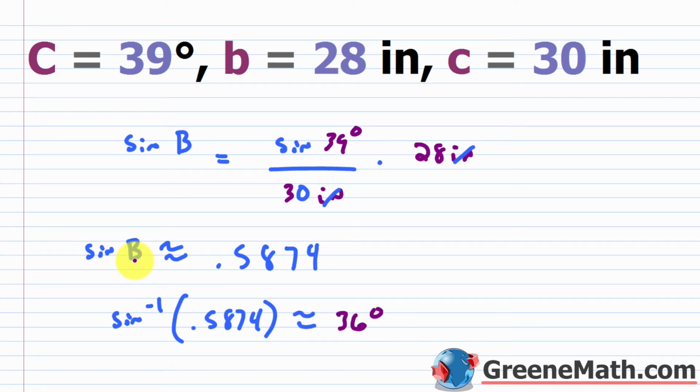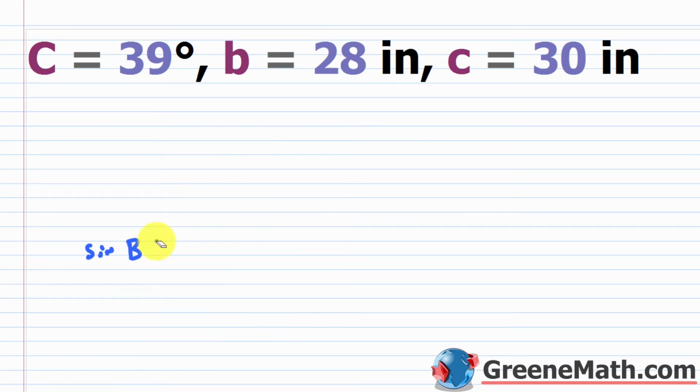And again, this is going to be my B here. So let me erase all of this, and I will go ahead and say that B is approximately 36 degrees. Let me make the approximately symbol here.